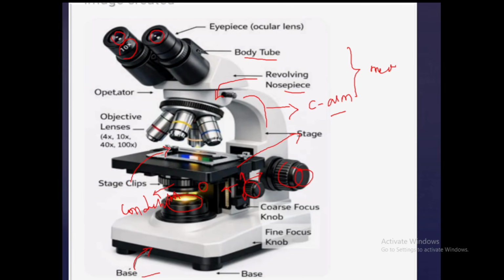What do magnifying parts mean? The objective lens, ocular lens, and fine and coarse adjustment knobs. These are important for magnification of the image, and that's why we call them magnifying parts. So the objective lens, ocular lens, and fine and coarse adjustment knobs, these four together are the magnifying parts.